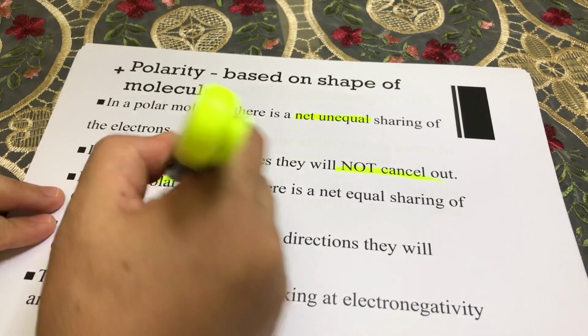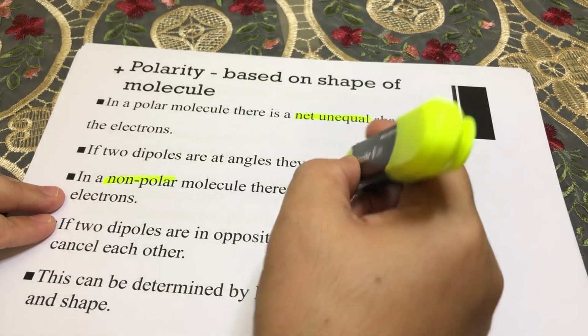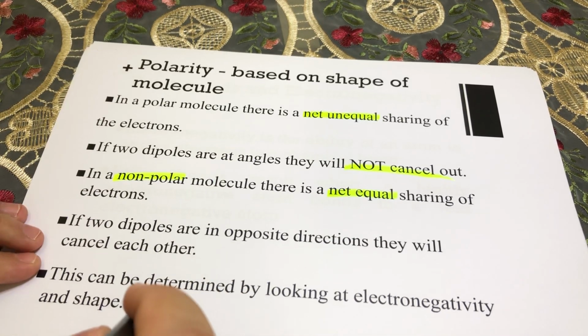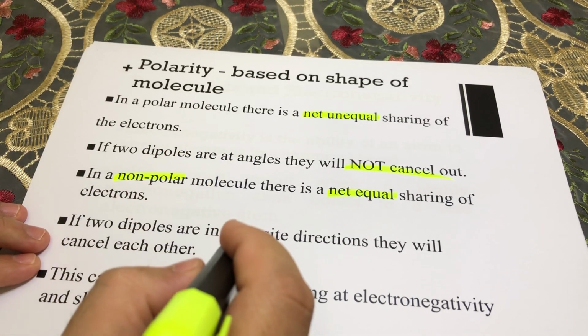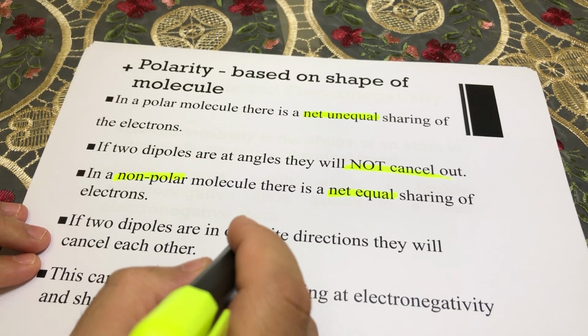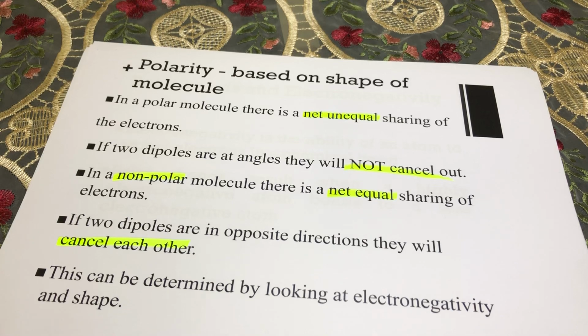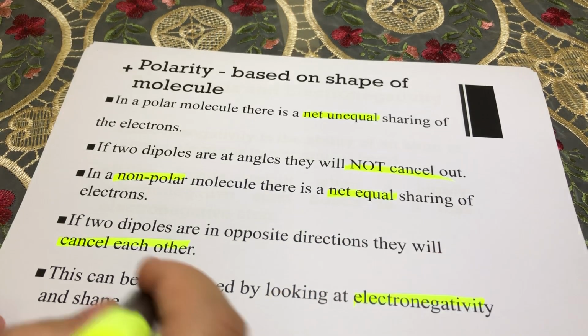In nonpolar molecules, there is a net equal sharing of electrons, okay? And also, if two dipoles are in opposite directions, they will cancel each other. This can be determined by looking at electronegativity and shapes.